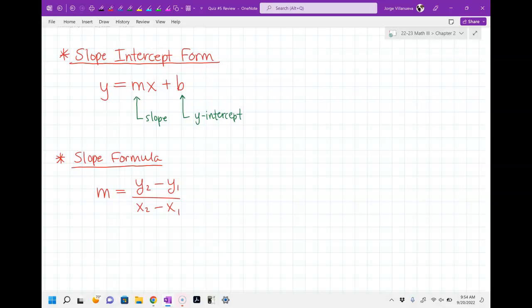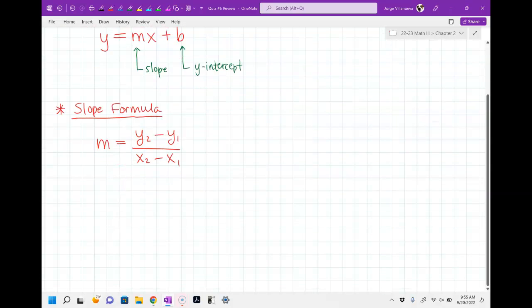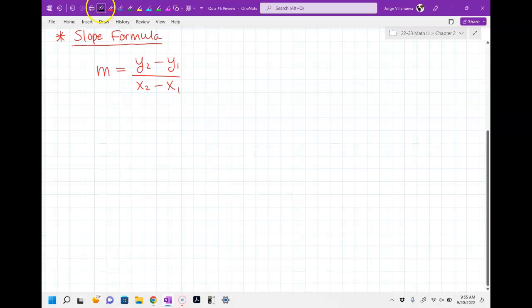Now remember, x2, y2 is one point, x1, y1 is another point. Okay, they're not the same points. You should not be subtracting the same points on top and the same points on the bottom. It's one point to another. Okay, always one point to another. So those are the two main things you got to make sure you know: your slope-intercept form and your slope formula. Now, the types of problems you're going to see.